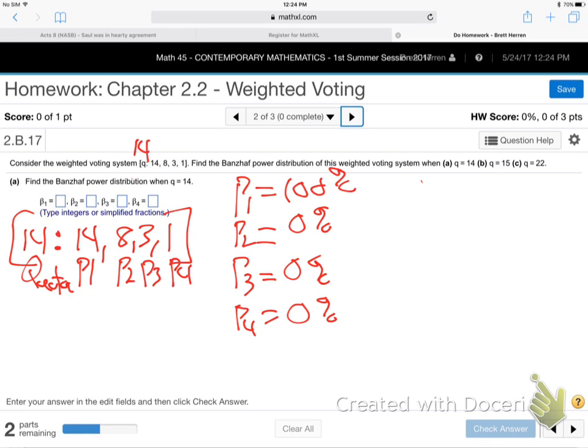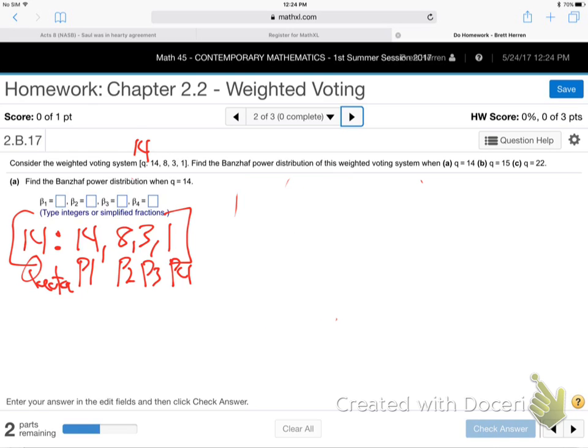This is going to be a weird one. Part B and Part C will be more normal. This is a weird one because player 1 has enough power to get it done all by himself. Player 1 has as many votes as you need to pass anything. So he's a dictator, and therefore everybody else is a dummy. Let me go through and prove it, though. That is going to be the answer.